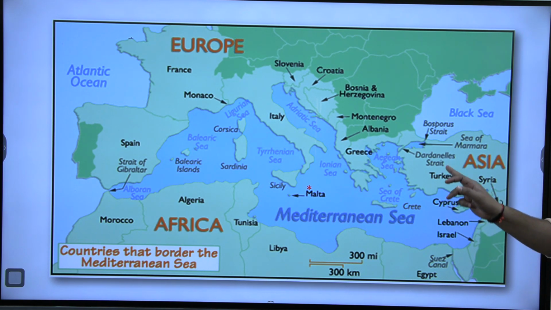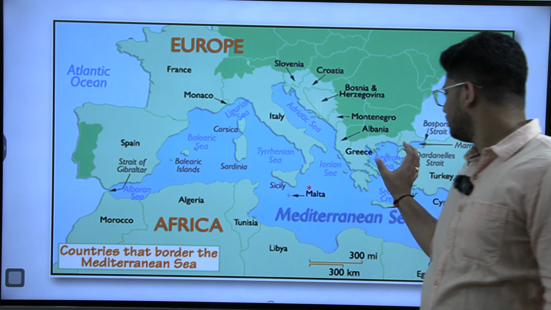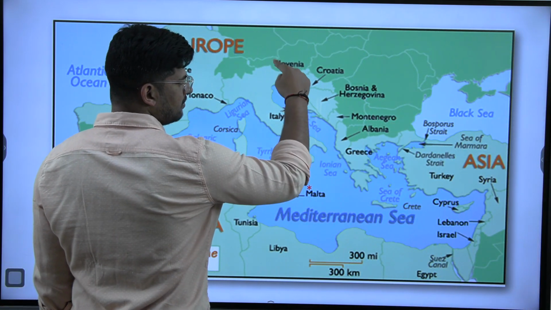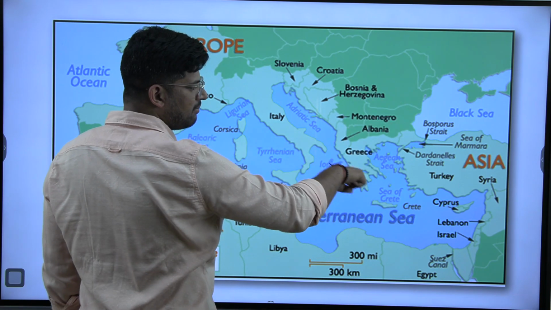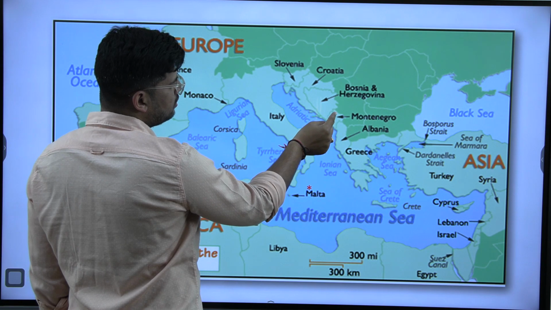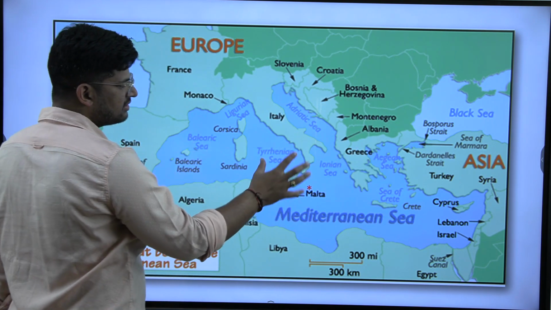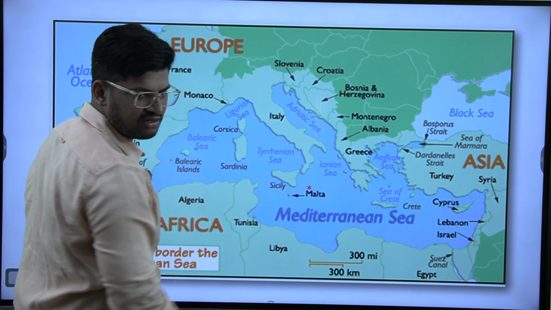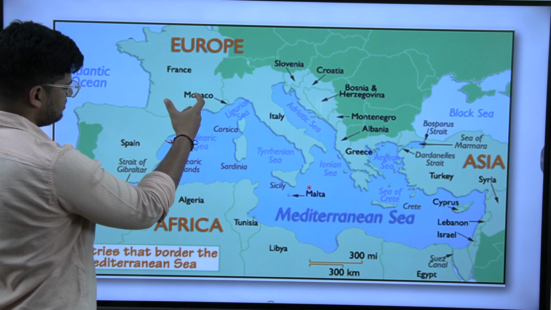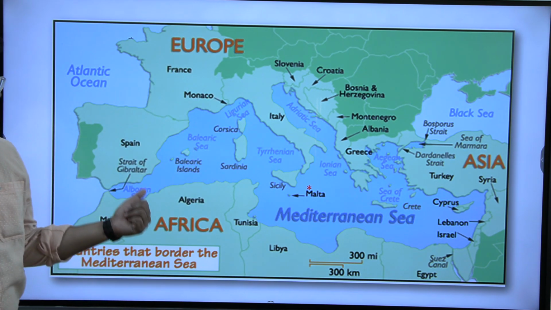Then you have Turkey. Then coming to the European countries, Greece. Which peninsula is it? Just now we heard, the Balkan Peninsula. Greece, Albania, Montenegro, Bosnia, Croatia, Slovenia, they are all Balkan countries. Then Italy also shares a border with this. Then you have France, Spain. So these are all the Mediterranean bordering countries.